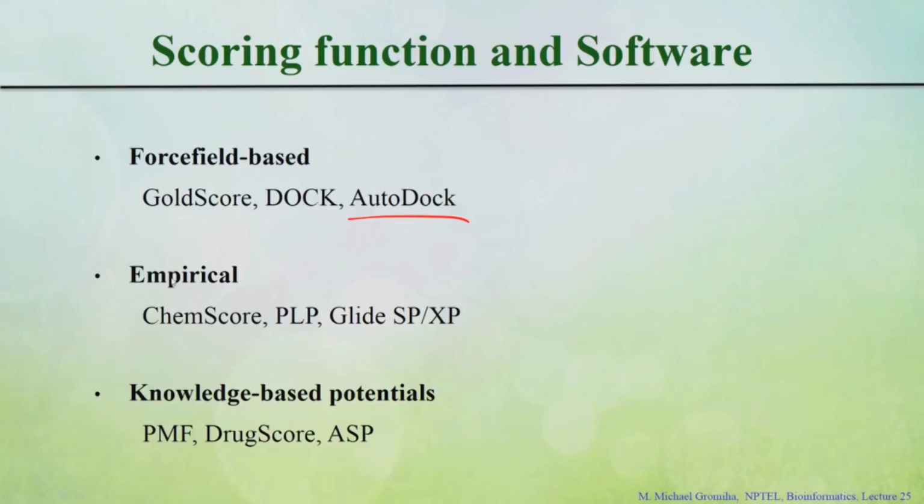Then there are some empirical based scoring functions like ChemScore or PLP or Glide extra precision, or standard precision, and knowledge based potentials like PMF or DrugScore or ASP and so on. So, several software are available in the literature, and Glide is the commercial one and AutoDock is free. You can use any of these software to dock any ligand with the protein.